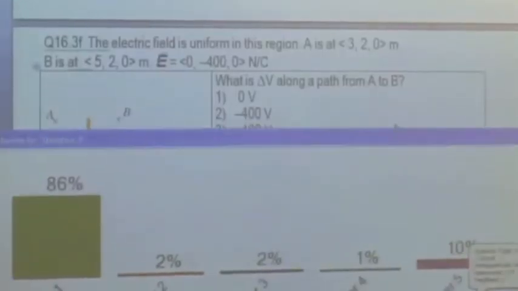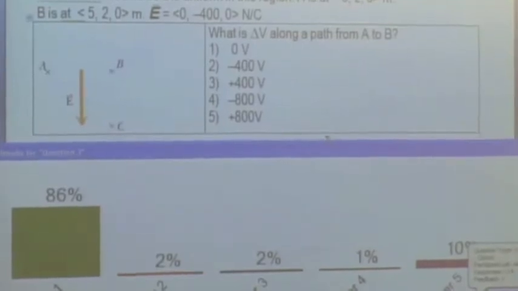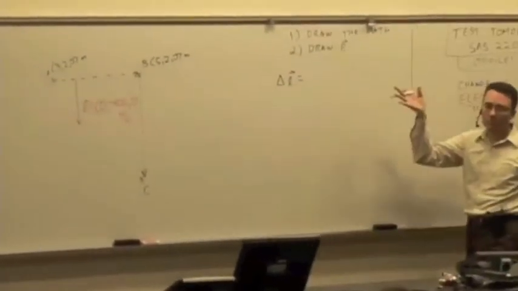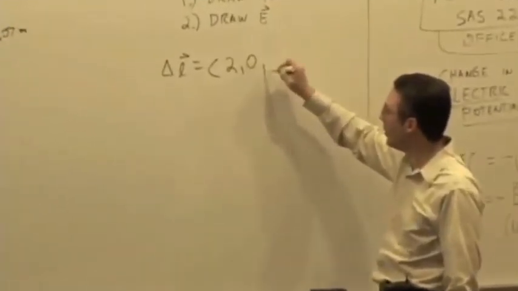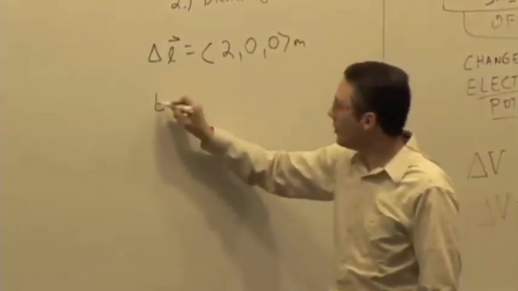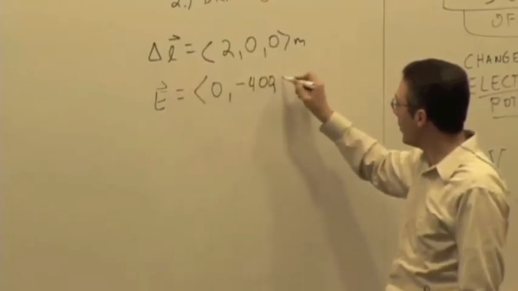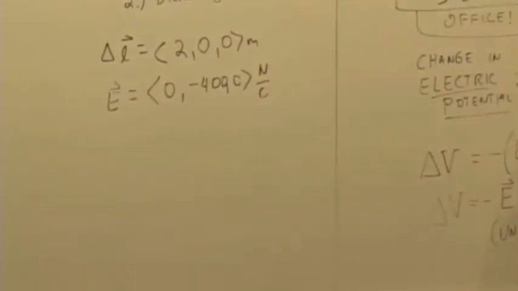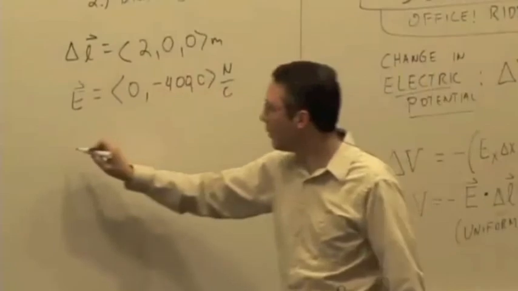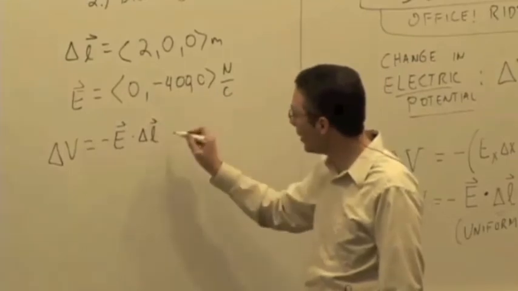Most of us are getting this. It's going to give you 0. You can work this out two ways. The path vector delta L is equal to what? The x component is 2, y is 0, z is 0. But the electric field is in the negative y direction. So you take this dot product. Delta V is negative E dot delta L.